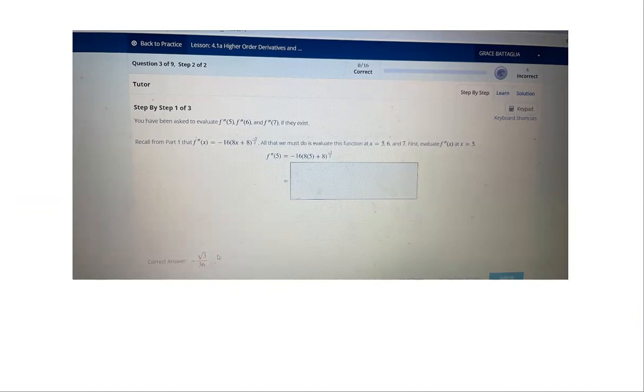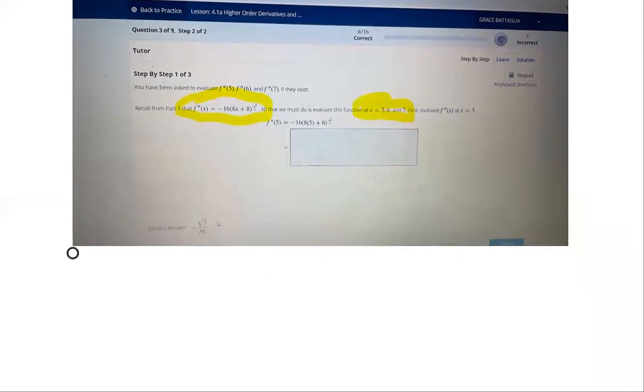For this problem, we are going to evaluate f double prime of x at x equals 5, 6, and 7, where f double prime is in the form of negative 16 multiplied by the quantity 8x plus 8 raised to the power negative 3 over 2. Note that the property of the exponent we're going to use is that x to the power negative a is the same as the reciprocal of x raised to the power a.